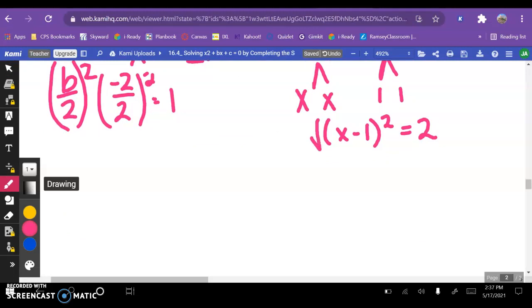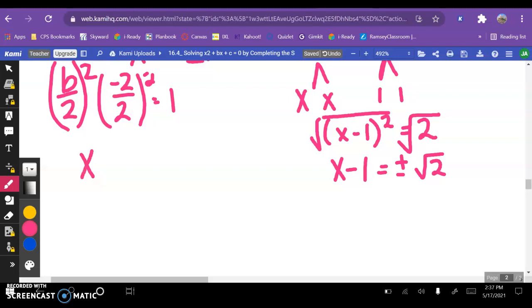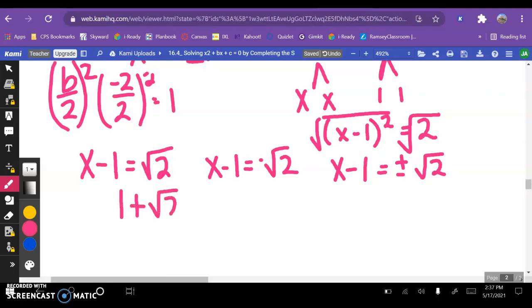And then I have to take the square root, and we're going to have x minus 1 equals the positive and negative square root of 2. So we break it into two problems. And we're going to have to add 1 to both sides. So we're going to have 1 plus the square root of 2. And we're going to have 1 minus the square root of 2. So again, I can combine those two answers and write 1 plus or minus the square root of 2.